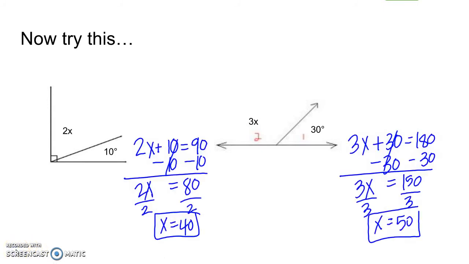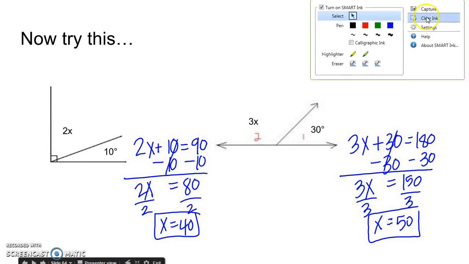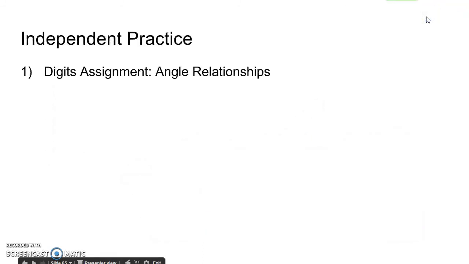All right, for the first one, you should have gotten x equals 40. For the second one, x equals 50. You can check your work with my work. If you went wrong somewhere, see where you did it. Hopefully you are remembering how to set up and solve the equations, and it shouldn't be too terribly challenging for you. At this point, you should be ready to try the digits assignment. Let me know if you have questions.